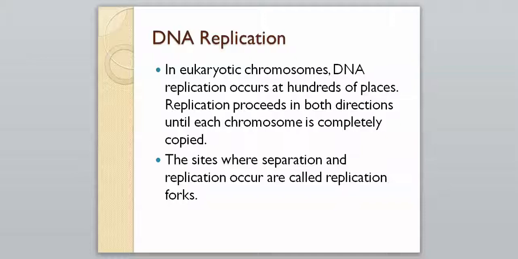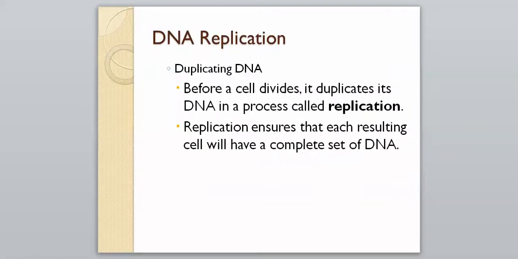And the sites where separation and replication occur are called replication forks. So again, we have a double helix, and in order for us to copy our DNA, that double helix has to split apart. And where that separation starts and where our replication, making a new one, begins is called replication forks. And then duplicating DNA, that's what we've been doing.